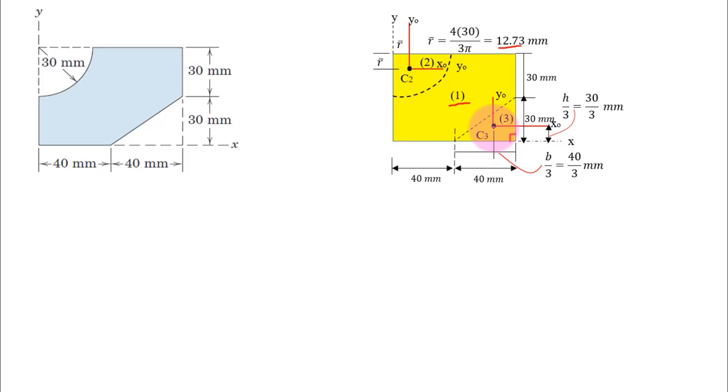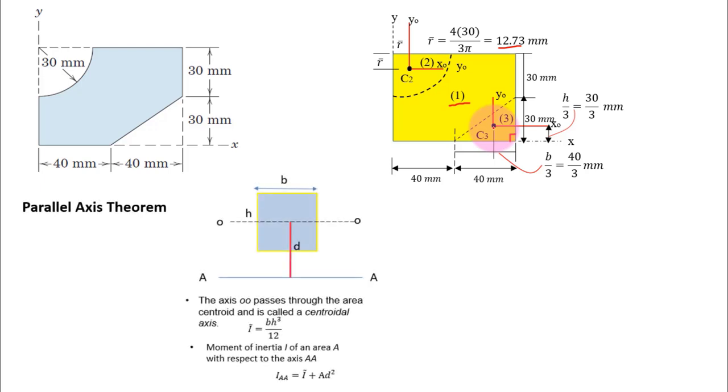Now the next procedure is just to apply the parallel axis theorem. What is the concept behind the parallel axis theorem? The parallel axis theorem gives the moment of inertia of a composite body or any shape about an axis away from its centroid. Simply to revise, let us take an example.